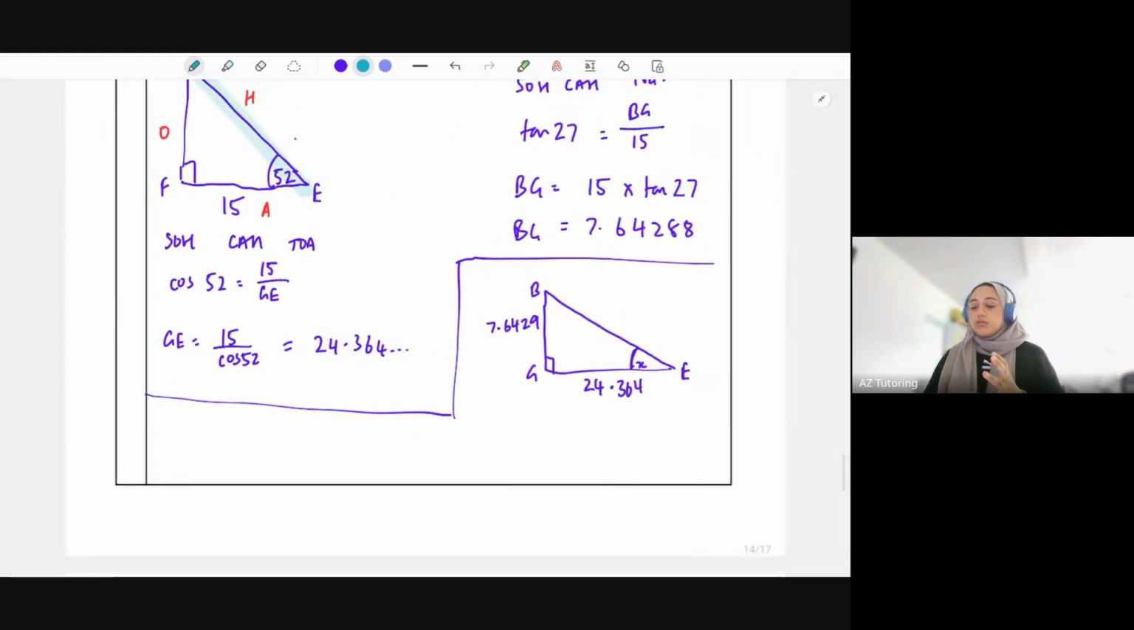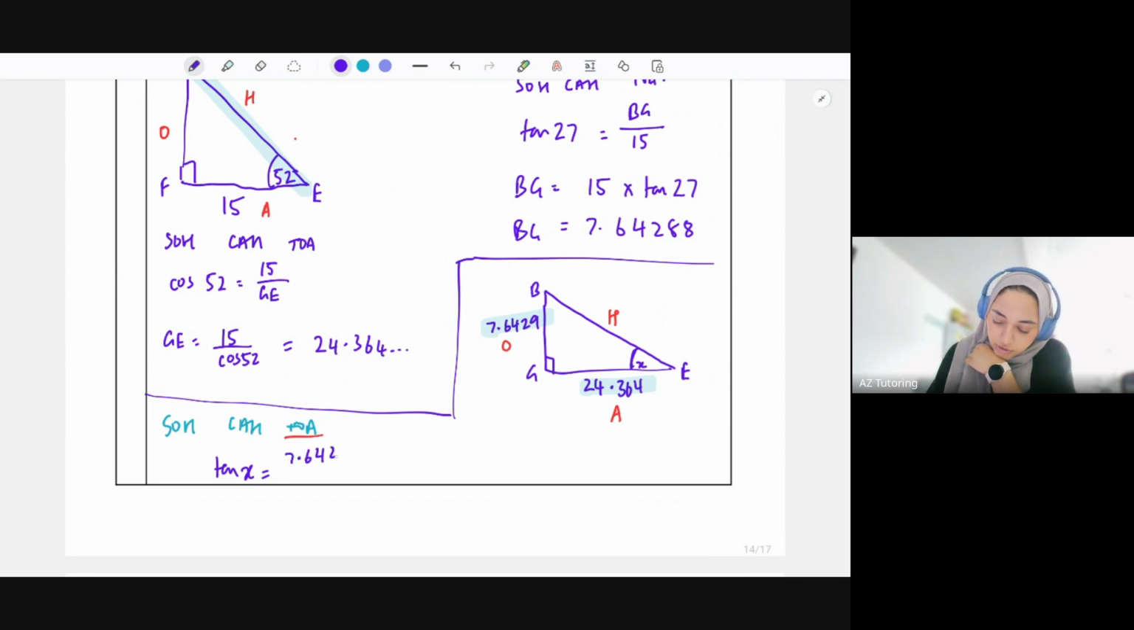Okay, so again, because we're finding an angle, we're finding angle x, we're using SOHCAHTOA. Let's label the triangle. So hypotenuse, this is adjacent to x and that's opposite to x. We don't have hypotenuse, we've got these two. So we'll be using something with A and O, that's this one here. So tan of our angle x, which is what we're finding, equals opposite 7.6429 divided by adjacent, which is 24.364.